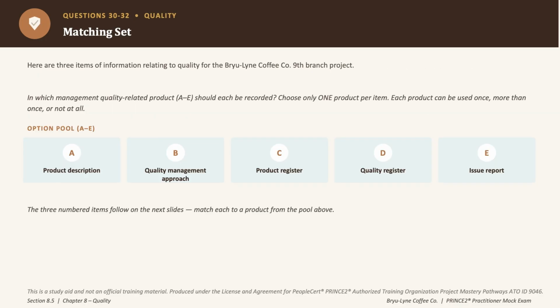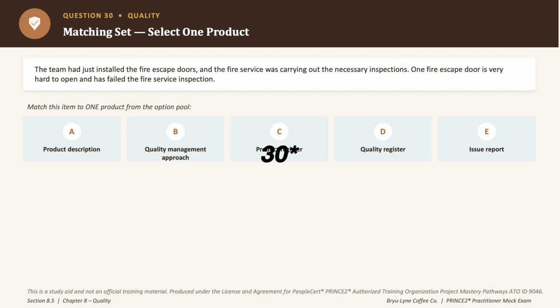Right, so we move on to question number 30, 31, and 32, which is a matching set question from the quality practice of PRINCE2. Okay, so solve the questions first and then we will discuss the correct answer choices. So question number 30 first. So the question is, the team has just installed the fire escape doors and the fire service was carrying out the necessary inspections, and one fire escape door is very hard to open and has failed the fire service inspection. So in which management related quality product will this go?